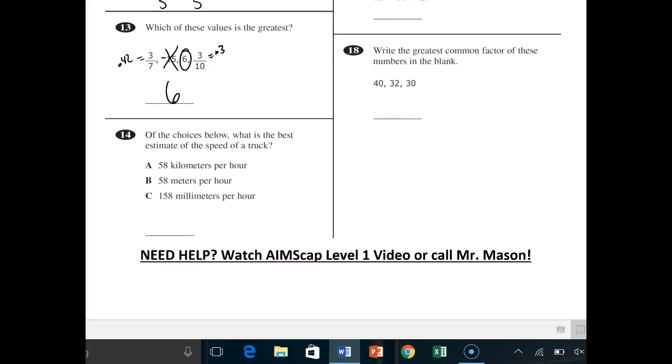Number 14, which is the best estimate of the speed of a truck? So kilometers are like miles, meters, like we said, are like yards, and millimeters are super small. They're even smaller than centimeters, so really, really small. So it's not going to go 158 millimeters per hour. That's like the movement of a really, really fast ant. 158 meters per hour, nope. That'd be super slow, so it's 58 kilometers per hour. It's associated kind of with miles.